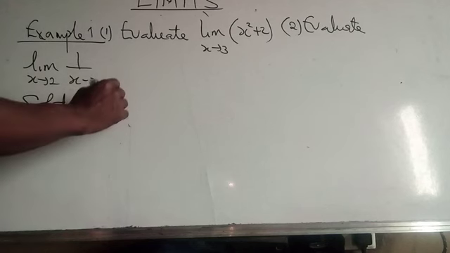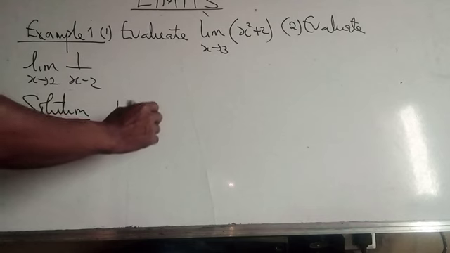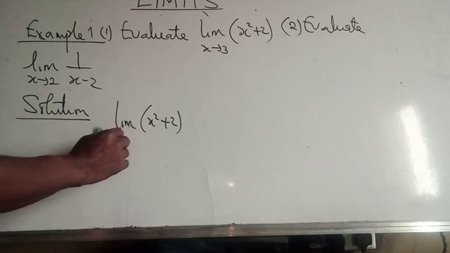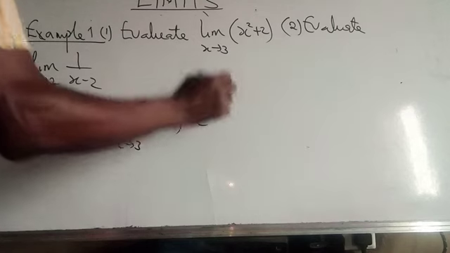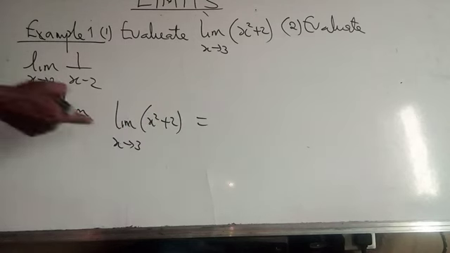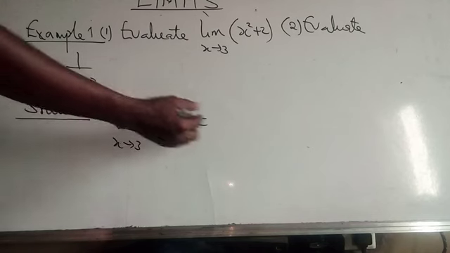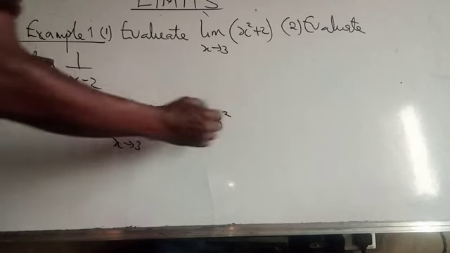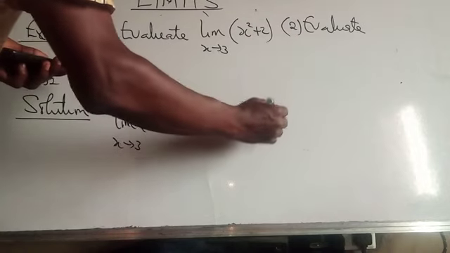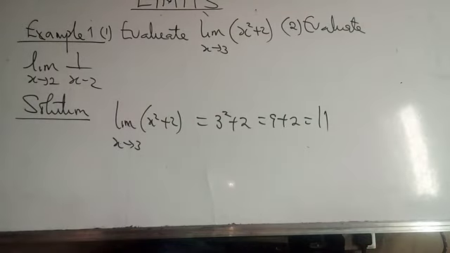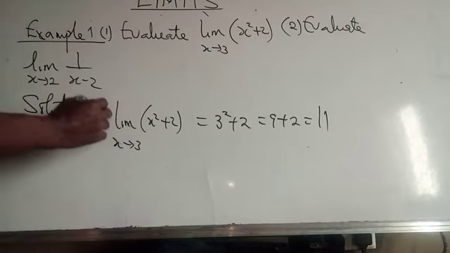The first one is the limit of x squared plus 2 as x tends to 3. What you need to do is assume your x approaches 3. So in that case, 3 will represent x. So you have 3 squared plus 2, and that is 9 plus 2, which is equal to 11. That solves that problem. Now for the second one.